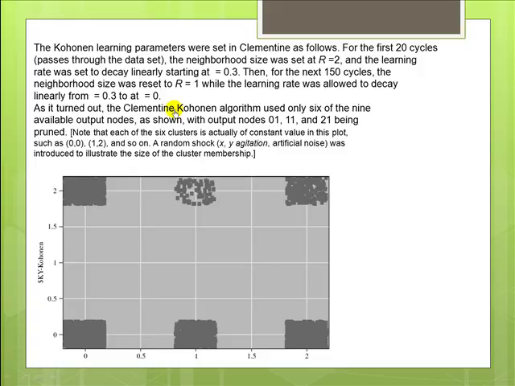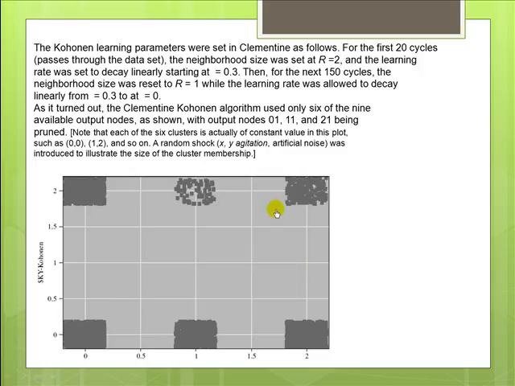As it turned out, the Clementine Kohonen algorithm used only 6 of the 9. Remember what we're doing is taking the records and assigning them. Each node might win a record. So finally what happened was there were 9 nodes, but only these 6 won any records. These 3 in here didn't win any records. So the algorithm used only 6 of the 9 available output nodes, as shown with output nodes 0,1, 1,1, and 2,1 being pruned. These 3 here weren't used.